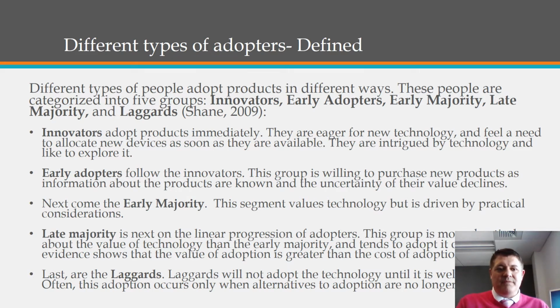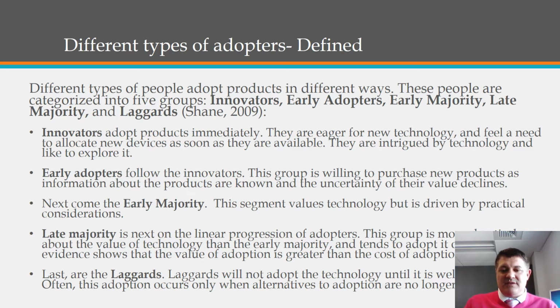Early adopters follow the innovators. This group is willing to purchase new products as information about the products becomes known and the uncertainty of their value declines. So they're a little more conservative than the innovators. The next group is the early majority. This segment values technology, but it's driven by practical considerations. It's in the middle of the road, so for a reason, right? It's smack dab in the middle. They value the technology. They also weigh the price or the cost.